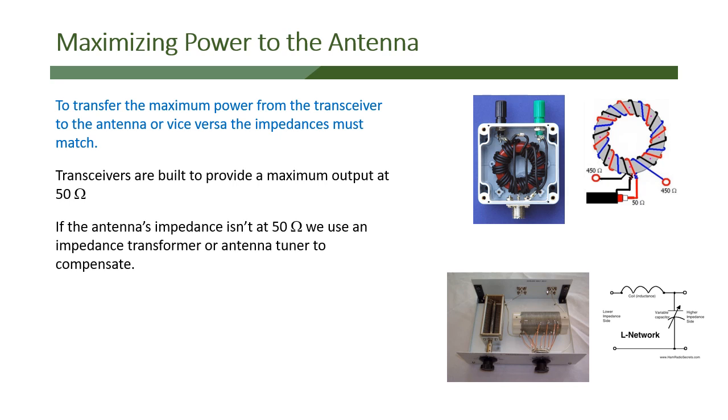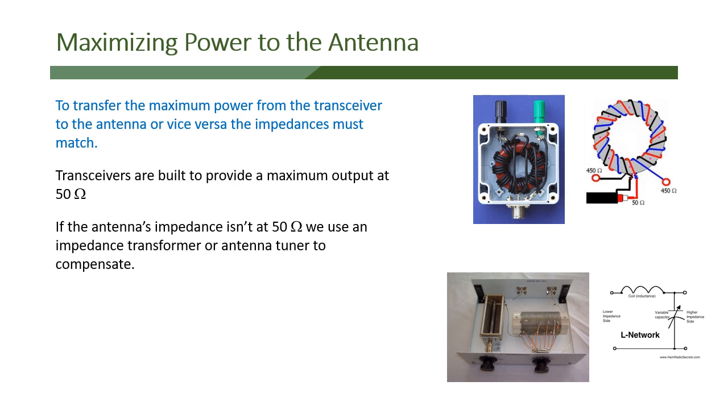The transceivers are built to provide a maximum output at 50 ohms. Therefore, if you want maximum transfer to the antenna, you have to have a 50 ohm impedance matched to whatever the antenna impedance is. And we have devices for doing that. The one on the top right is called an un or a balun, and we won't go into the differences right now, other than to say that it's an impedance transformer. Remember, we talked about transformers earlier. Transformers can transform voltage either higher or lower, but they can also transform impedances higher or lower.